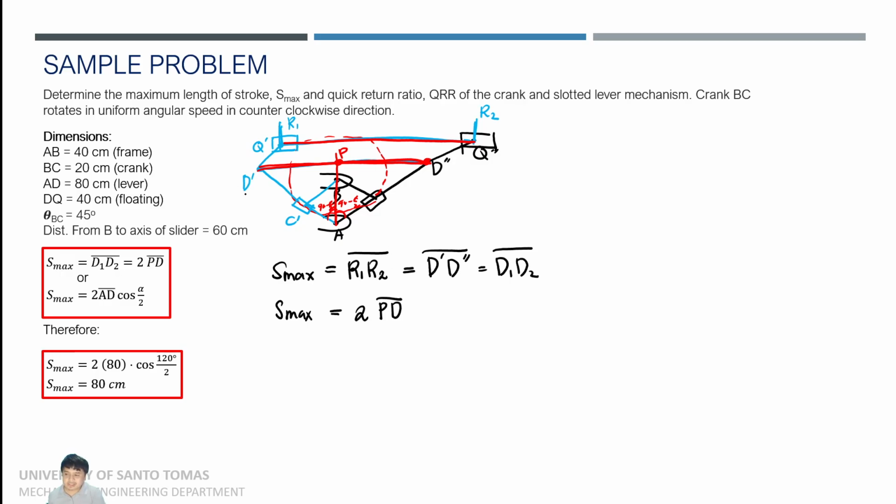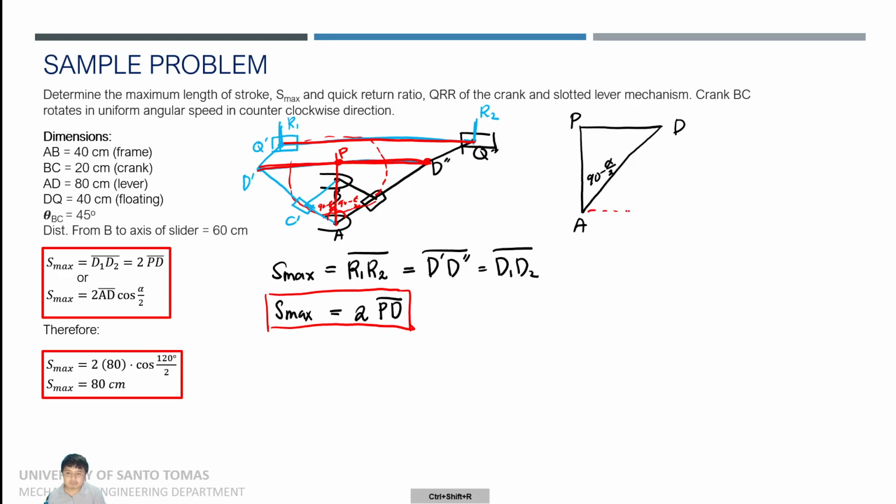So we can say that the S max is equal to the length PD, either this D1 or D2, whatever. We can just say D. So we can use this formula if we know PD. But if we don't know PD yet, we can imagine again. If this is P, this is D, and this is A, we know that this is 90 minus alpha over 2. Therefore, this should be alpha over 2, right?